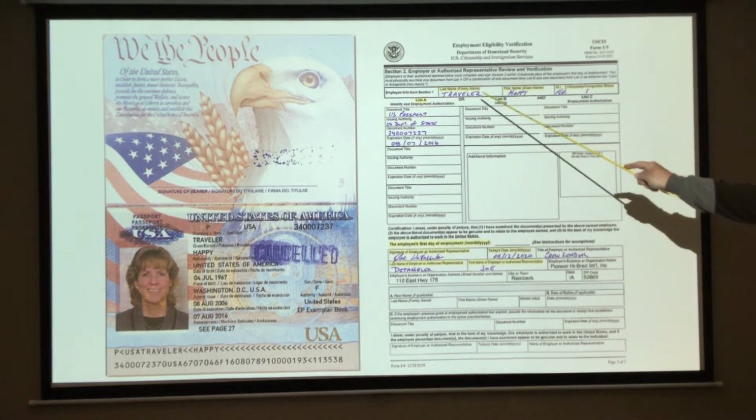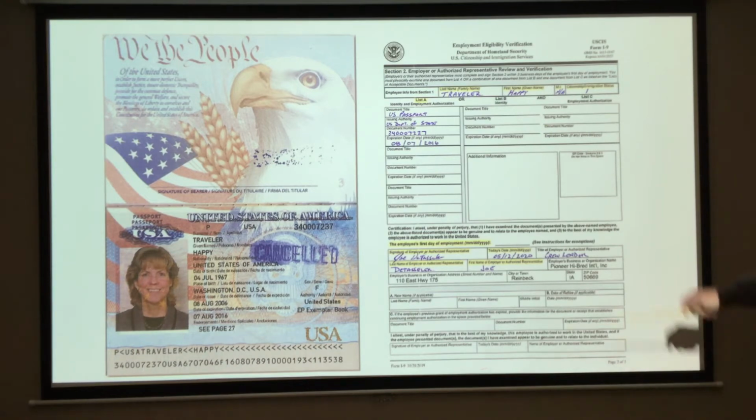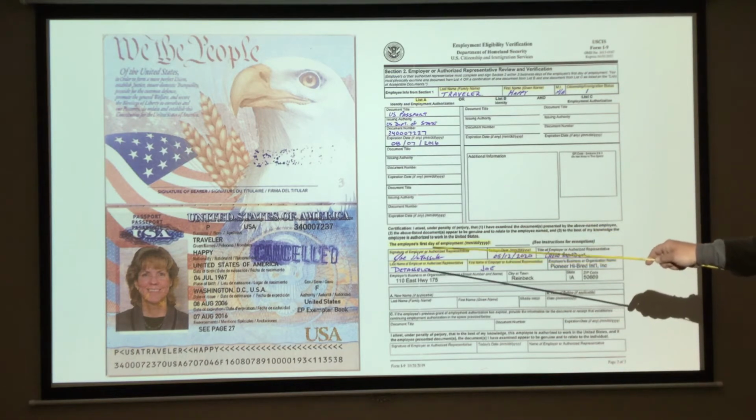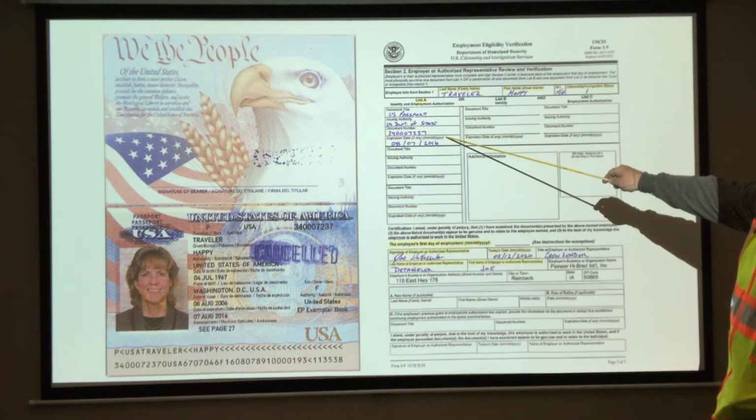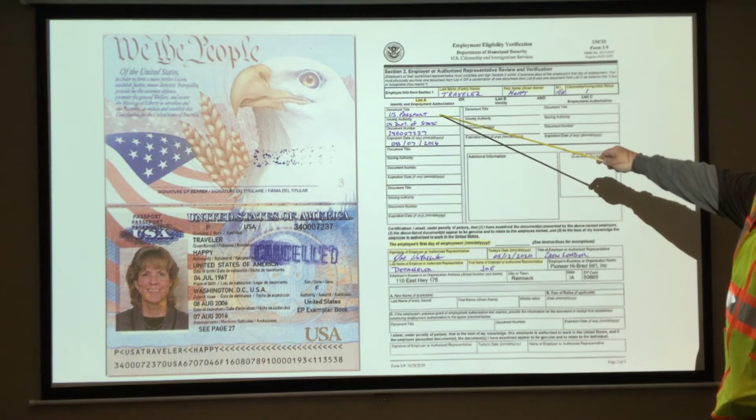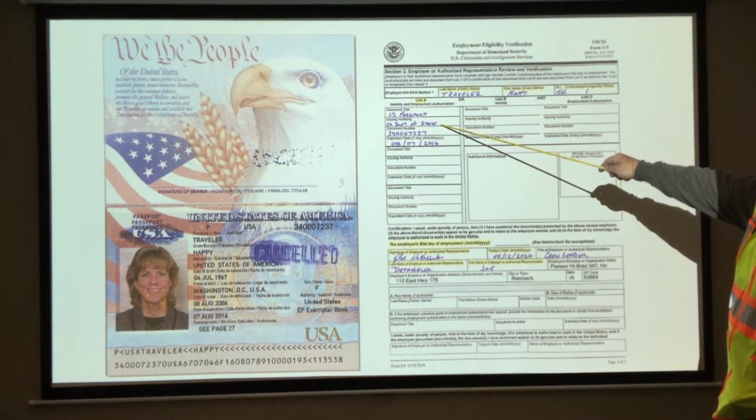Individual's name is Happy Traveler. So you're going to pull this information from the other side of the I-9 Section 1. Last name, first name, middle initial, and then their citizenship status that they fill in. Then you're going to go to the identification piece, or the ID, and start recording the information from the ID. First is going to be a U.S. passport.